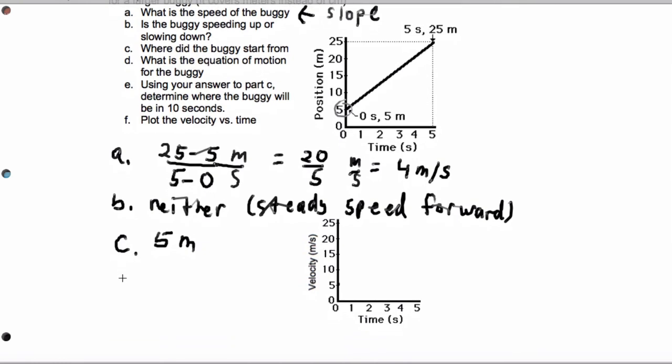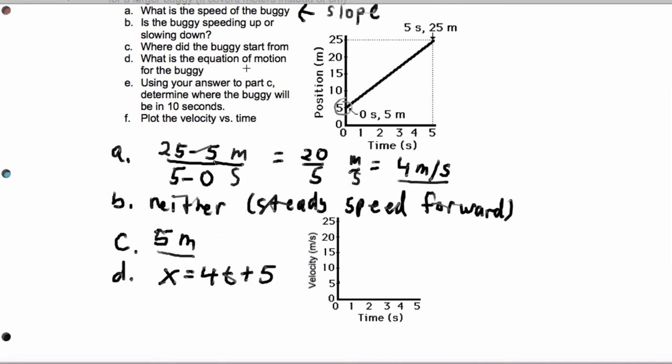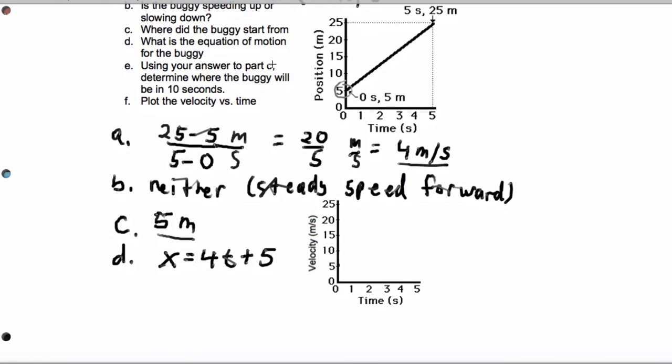Then for D, what is the buggy's equation of motion? So here I've got the slope of the line, which is the speed. I have the y-intercept, which is the starting position. So we're going to write the equation as x equals the slope times the time plus the y-intercept, which is 5 meters. And then using this answer to part C, I really should have said part D, we're going to determine where the buggy will be in 10 seconds. So we're just going to plug in 10 for the time. And so that's going to end up giving me 45 meters.